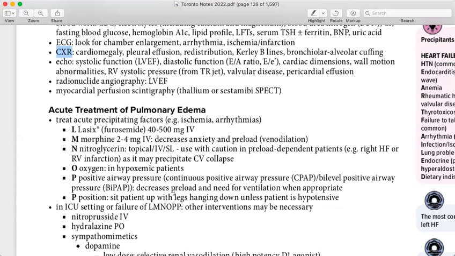Then BiPAP, decrease preload and need for ventilation. So CPAP and BiPAP both can be used. Then oxygen in the hypoxemic patients, and then nitroglycerin. So you are going to give the IV, topical, or sublingual. Use with caution in the preload dependent patients. And then morphine, decrease anxiety and the preload. Lasix can be used as an IV.